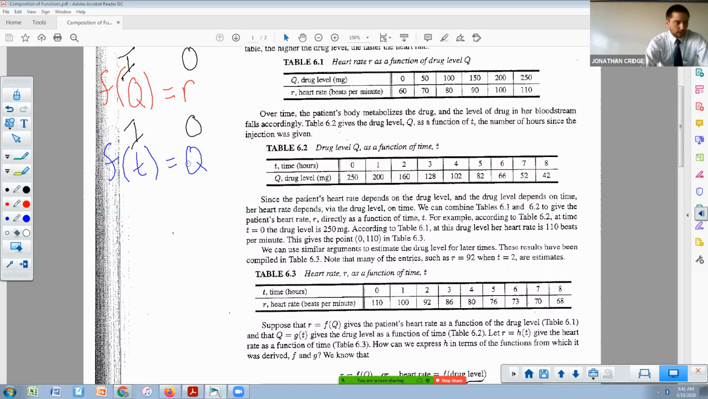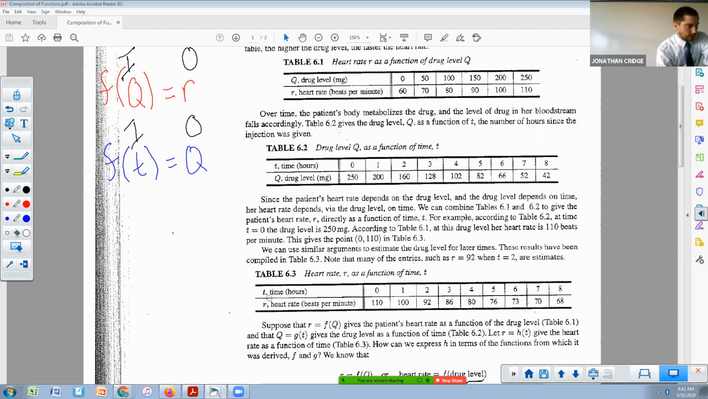If we keep reading here, it says, since the patient's heart rate depends on the drug level, which came from our first function up here, and the drug level depends on the time in the second one, then what that's really saying is we can combine these two tables. We're going to take out the middleman here. Instead of going from drug level to heart rate and time to drug level, we can take out this drug level component and make a new function that just compares time to heart rate.